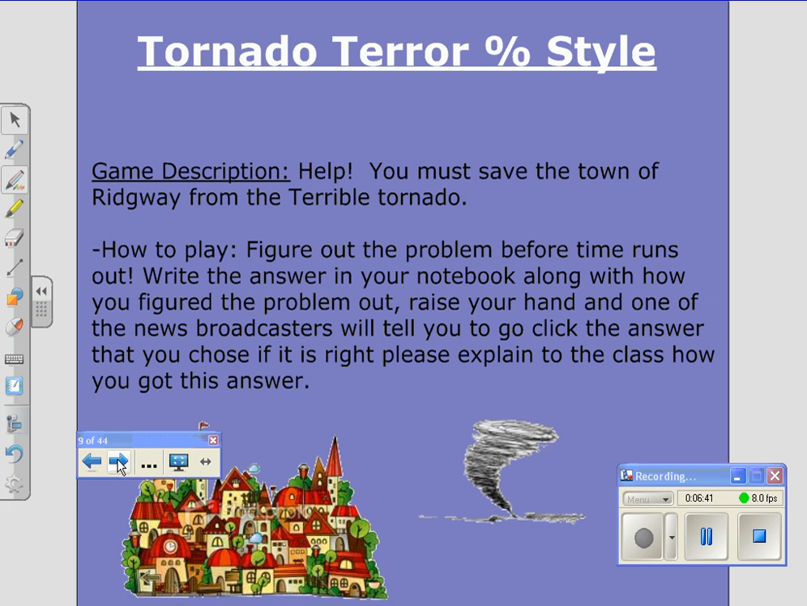Tornado of Terror, percent style. Description: Help, you must save the town of Ridgeway from the terrible tornado. How to play? Figure out the problem before time runs out. Write the answer in your notebook along with how you figured out the problem.